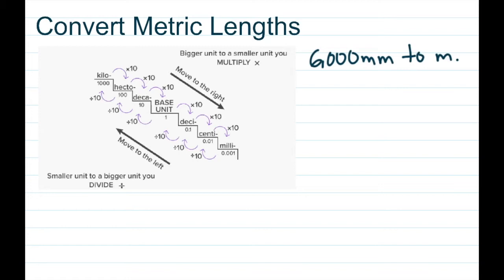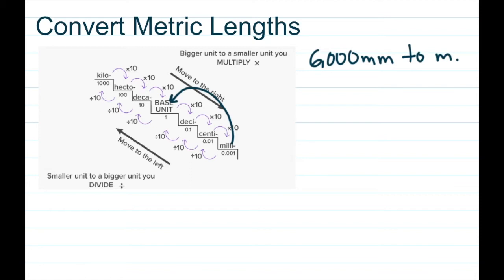Everything is by 10. So if you're going this way, going down or to the right, you're going to be multiplying. And if you're going this way, going up or to the left, you're going to be dividing. Every single step is by 10, either multiply or divide. In this case, we're going from millimeters, which is right here, to meters. So we're going from here to here.